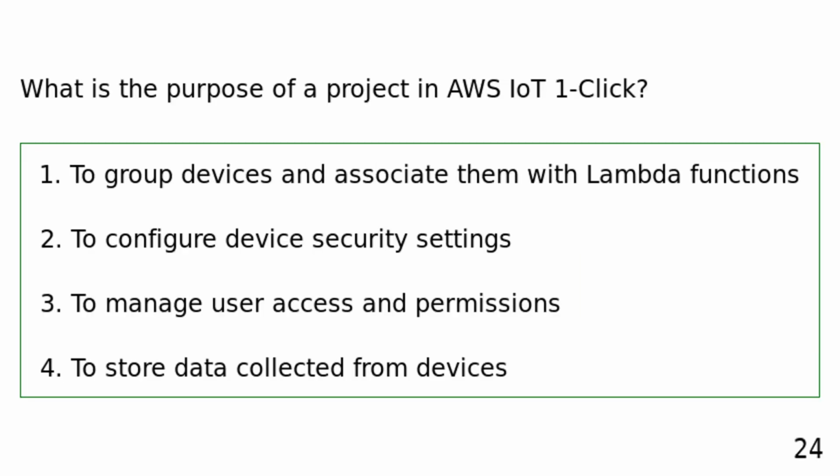What is the purpose of a project in AWS IoT one-click? To group devices and associate them with Lambda functions. To configure device security settings. To manage user access and permissions. To store data collected from devices.